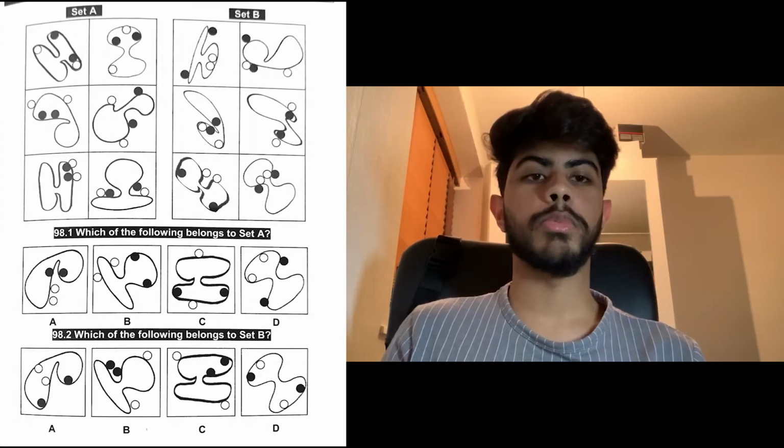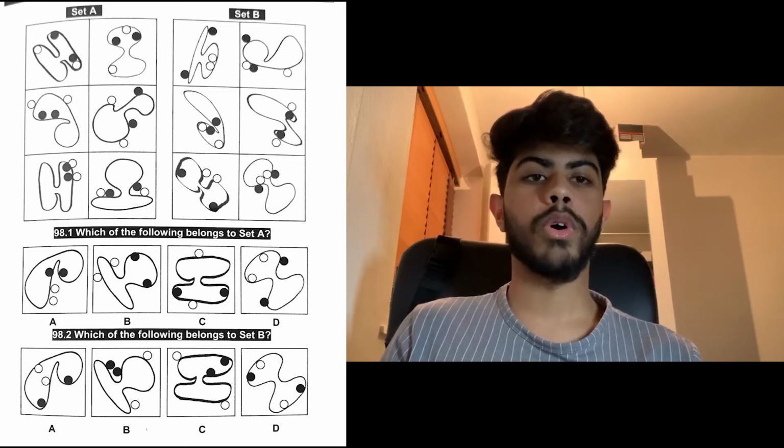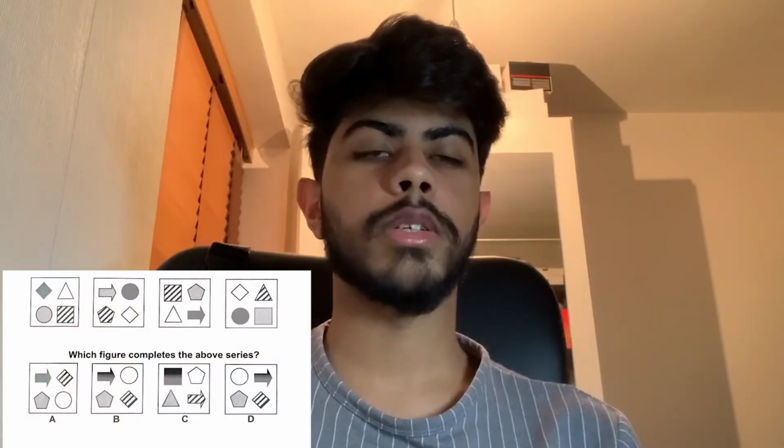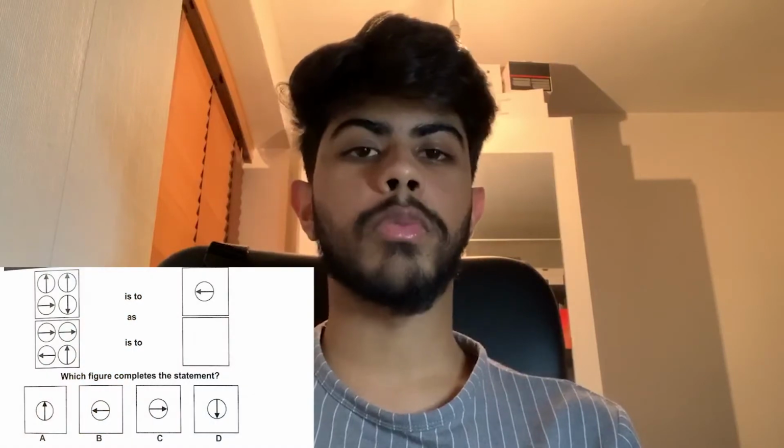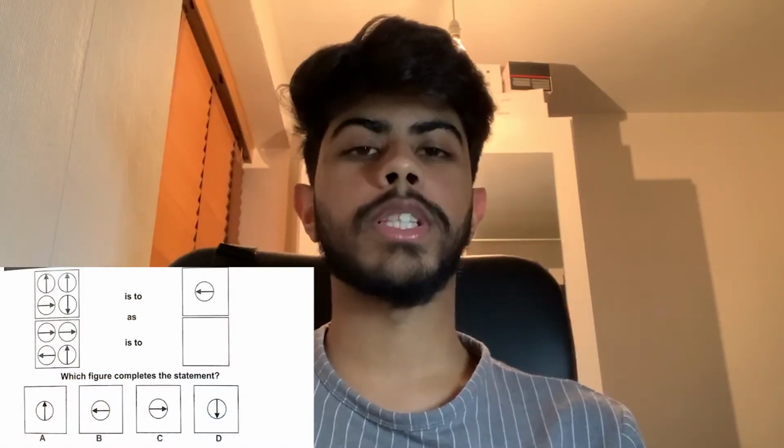Type 4 questions will present you with 2 sets of patterns, set A and set B, and then there'll be 4 options and you have to decide which one belongs to either set A or set B. Type 2 questions will present you with a series of shapes and you have to decide what comes next in the sequence of shapes, and they'll give you 4 options to choose from. And then type 3 questions will provide you with a statement and you have to decide which test shape completes that statement.